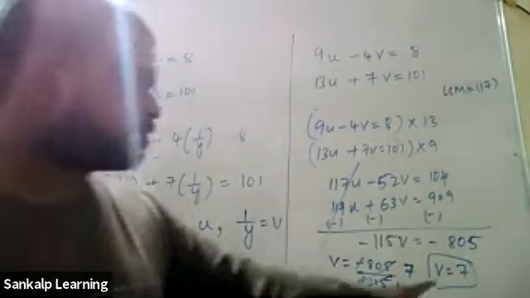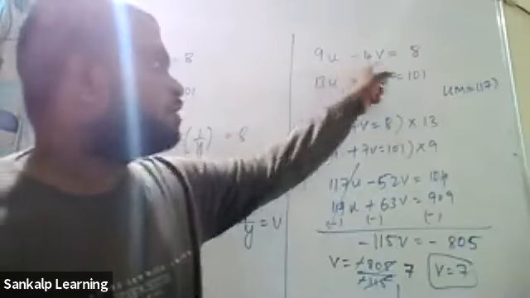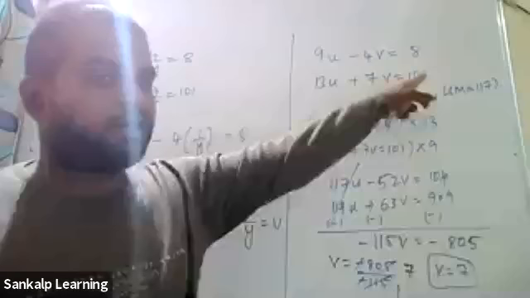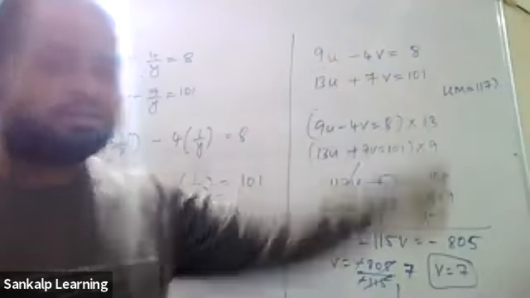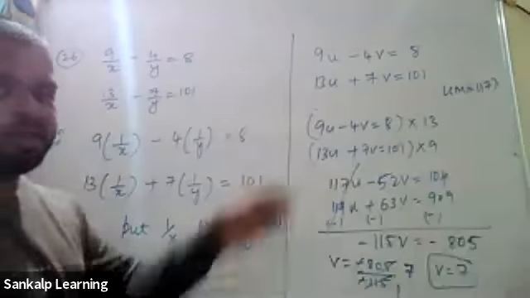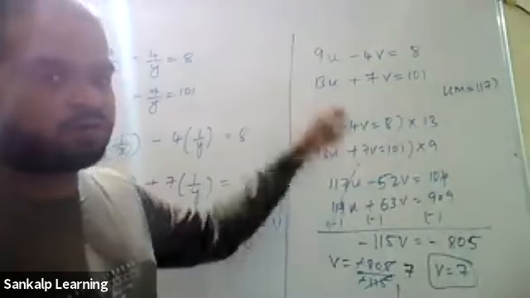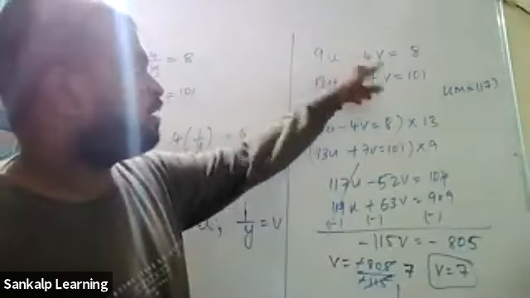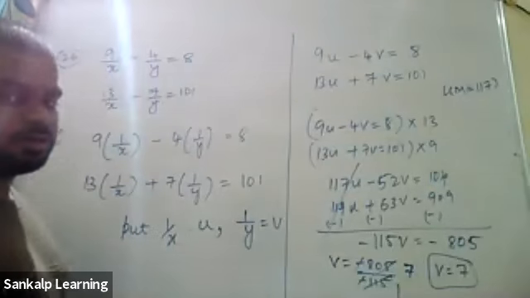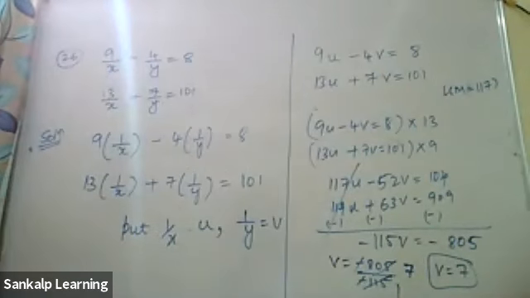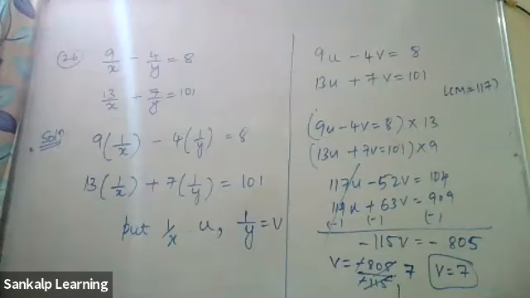Now what you do is substitute this v value in any one of the equations, 9u minus 4v equal to 8 or the other one. It is the same as the elimination method. Last class, whatever we did, instead of x and y, we have got u and v. That's it. People who have not attended the elimination method, check it out on YouTube.